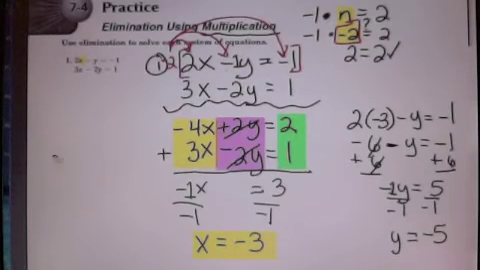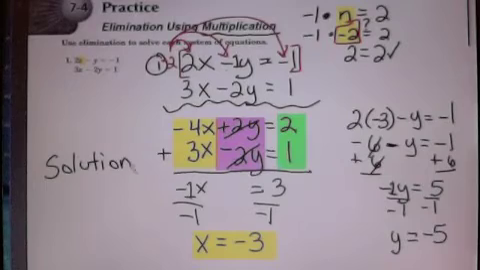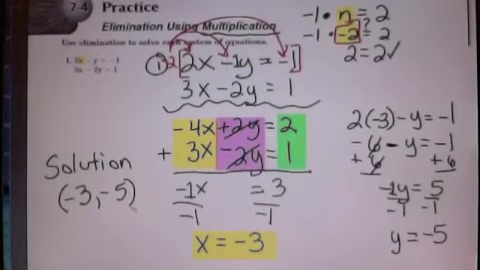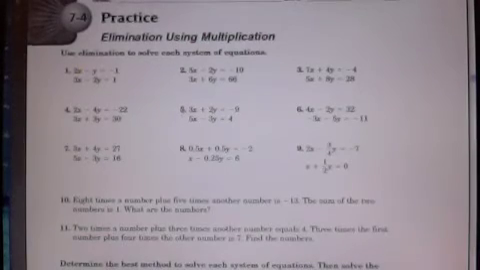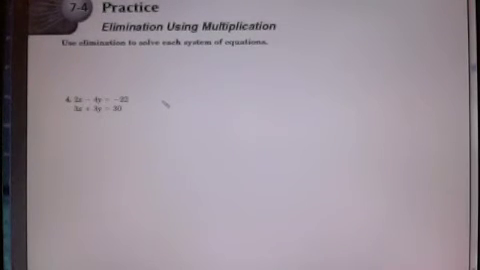So now I know the value of x and y. So my solution, the x is negative 3 and the y coordinate is negative 5. Now let's look at an example where I might have to multiply both equations by some number to get them to cancel out. Okay, let's look at problem 4.